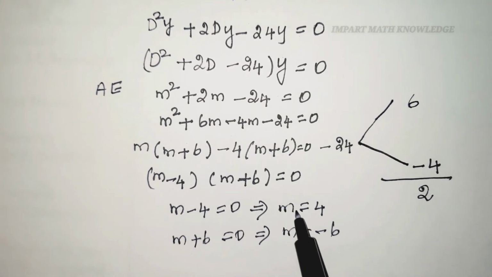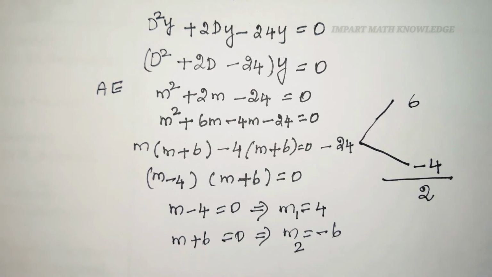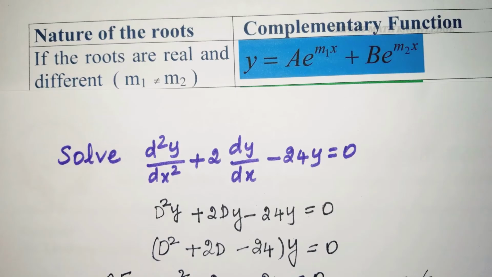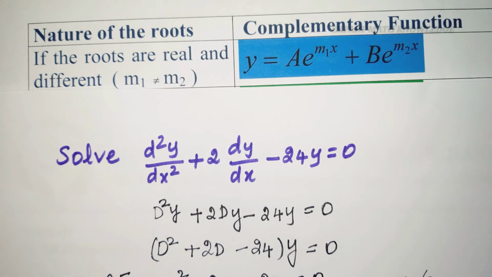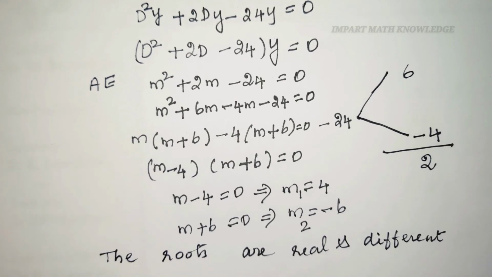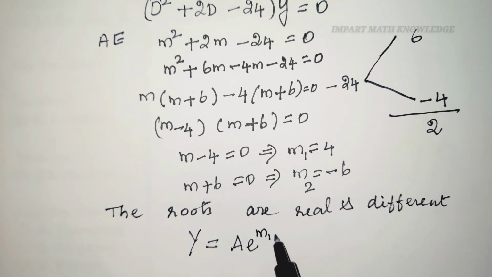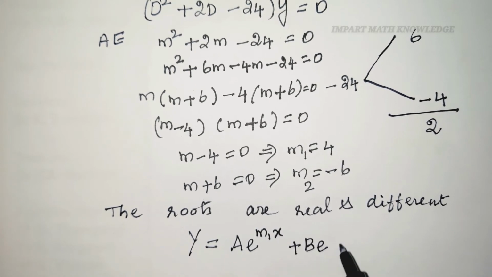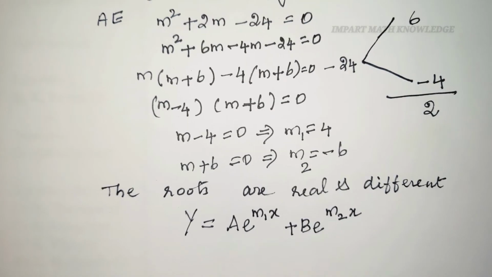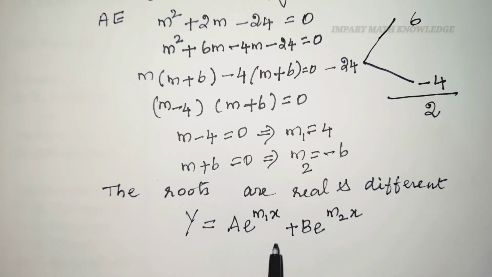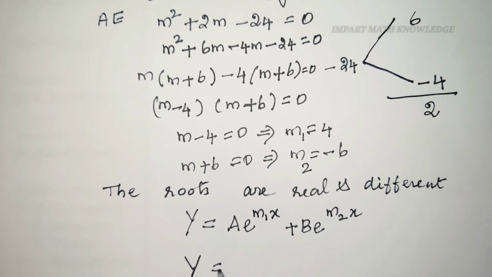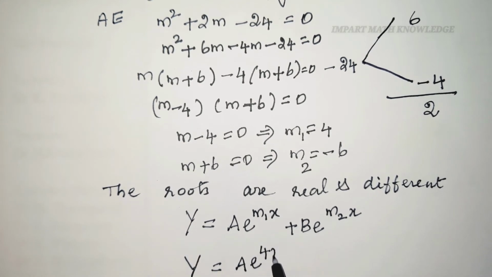So, you name this as m1, m2. Here, the roots are real and different. So, the complementary function is y is equal to a e power m1x plus b e power m2x. Here m1 is equal to 4 and m2 is equal to minus 6. So, y is equal to a e power 4x plus b e power minus 6x.